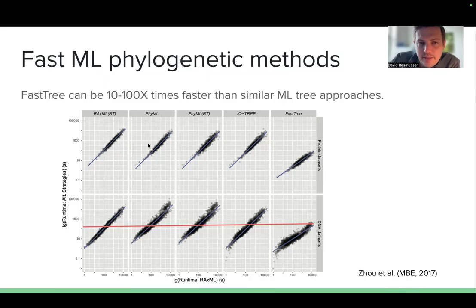And all of these different methods have very similar runtimes, except for FastTree. FastTree is very fast because it uses very approximate searches to find the best tree. And we can see here that oftentimes FastTree can be 10 to even 100 times faster than these alternative maximum likelihood methods. But we might wonder if this comes with some sort of cost in terms of accuracy and our ability to find the best trees.